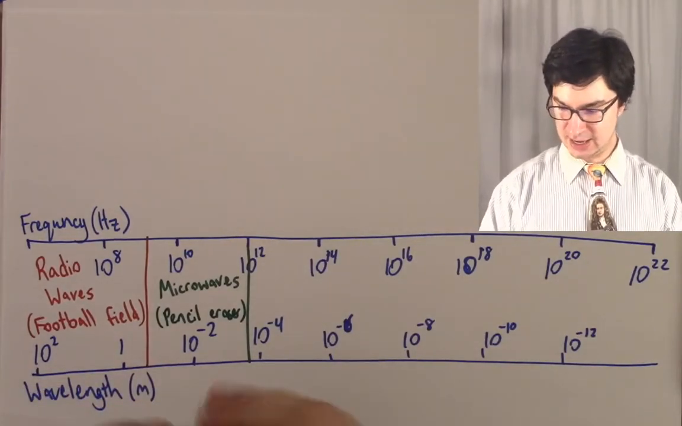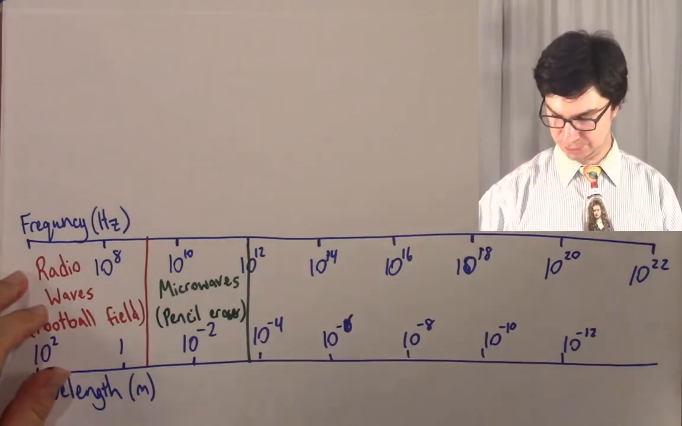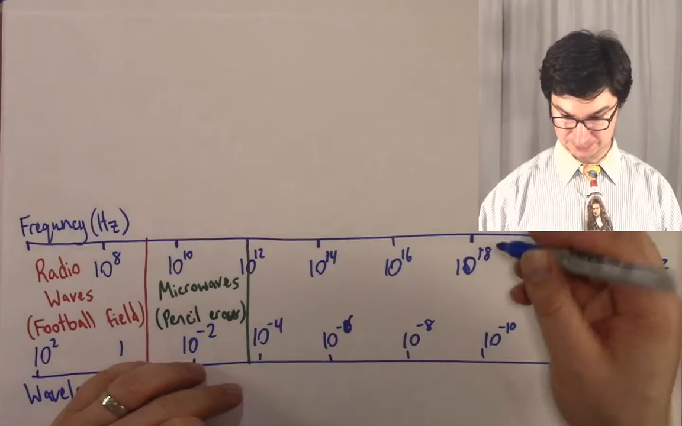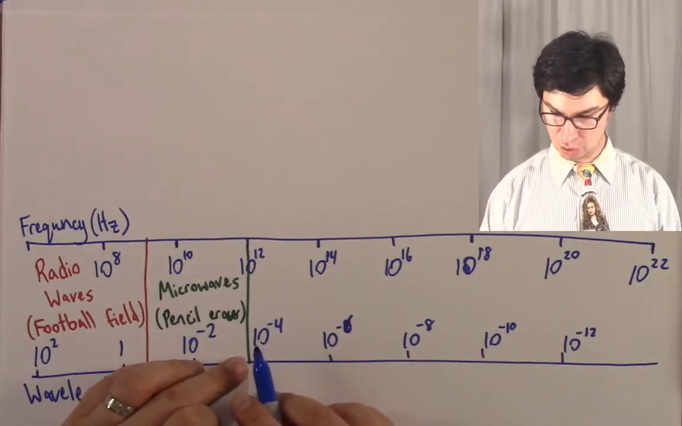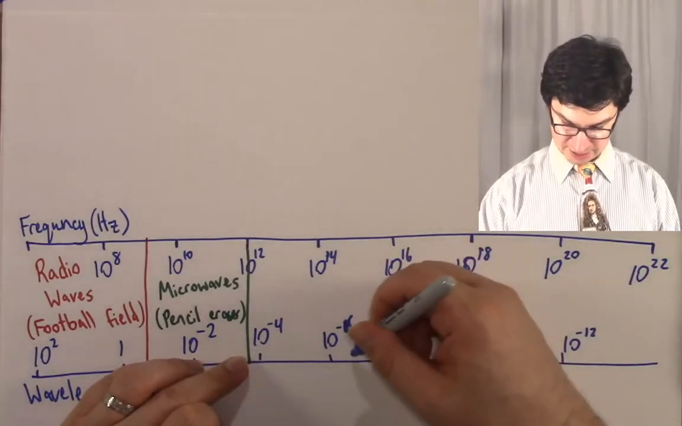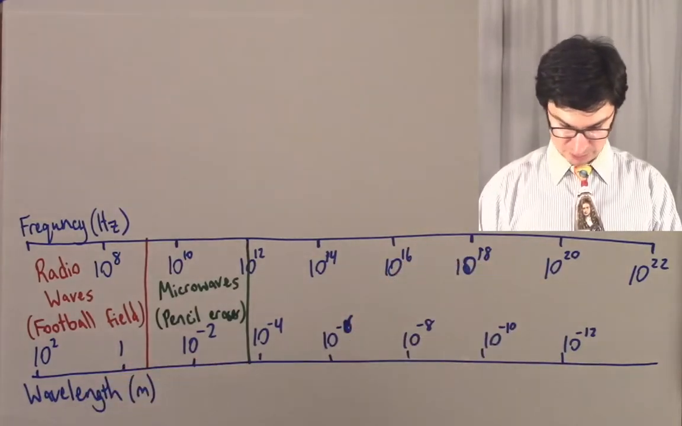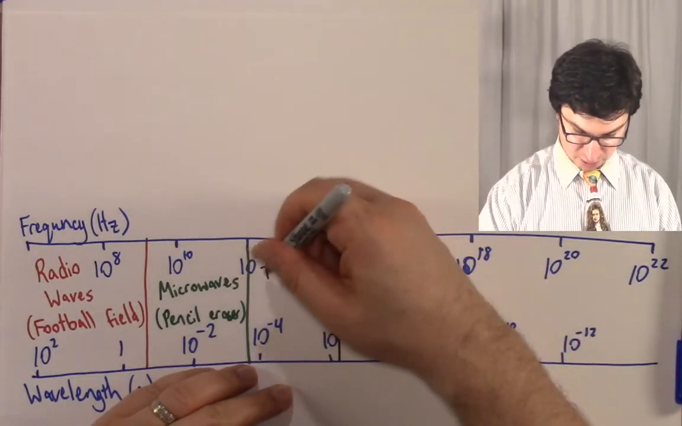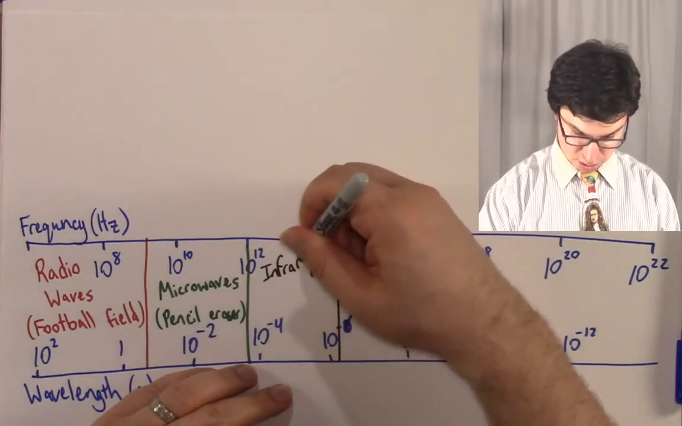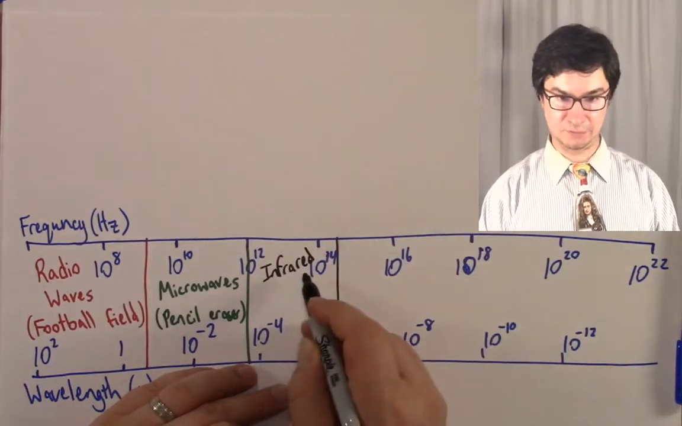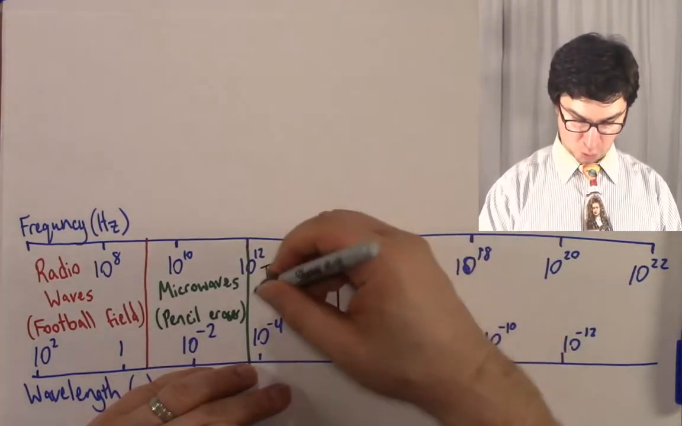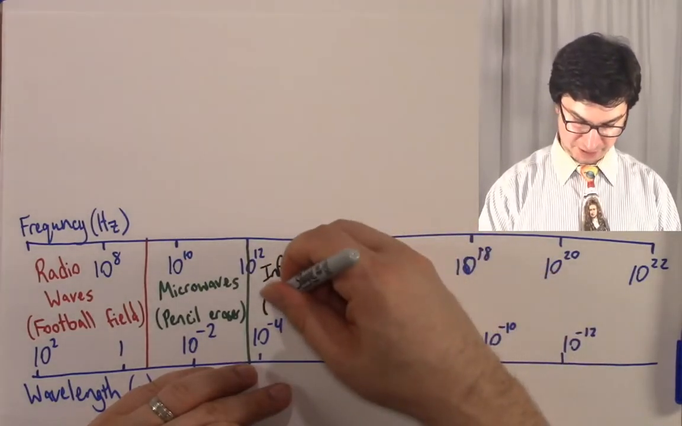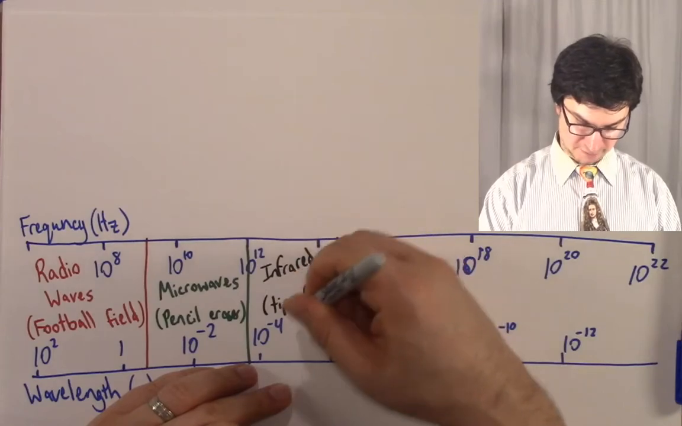All right, the next type of electromagnetic radiation is going to be infrared light. And that's going to go from microwaves all the way to a little bit beyond 10 to the negative 6th. So let me use a different color. I'm going to use black here. This is the infrared. And that's all one word, infrared. And the order of magnitude of the wavelength there is about equal to the tip of your pencil. So tip of pencil.